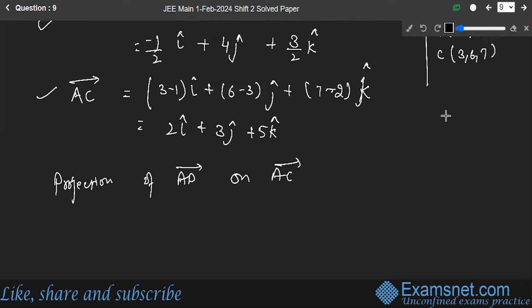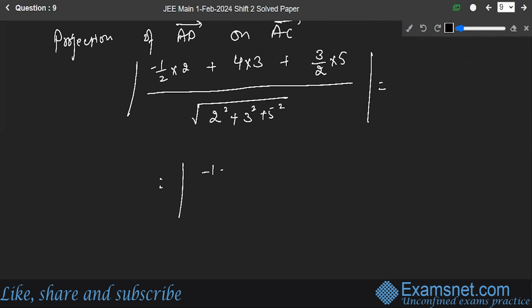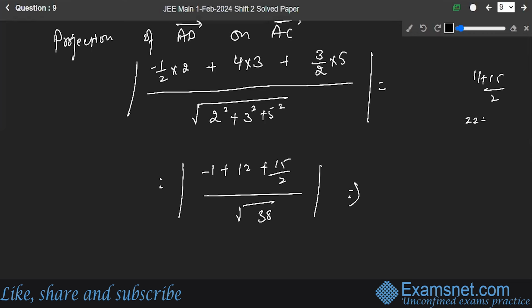Okay. Now, the projection of AD on AC will be given by (-1/2 × 2 + 4 × 3 + 3/2 × 5), divided by the root of the sum of squares of AC's components. This will give me (-1 + 12 + 15/2) divided by root 38. So this is 11 + 15/2, which is (22 + 15)/2, so 37/2 divided by root 38.